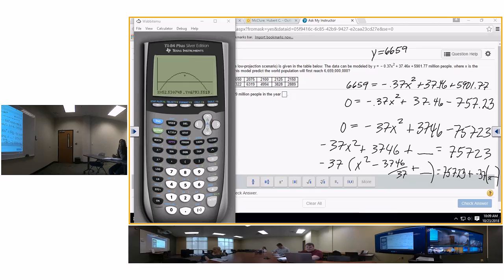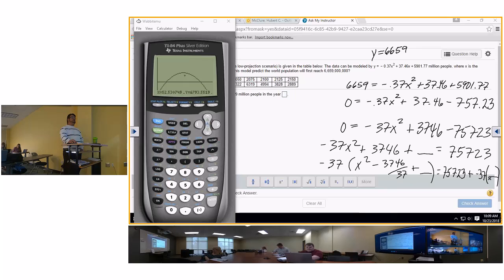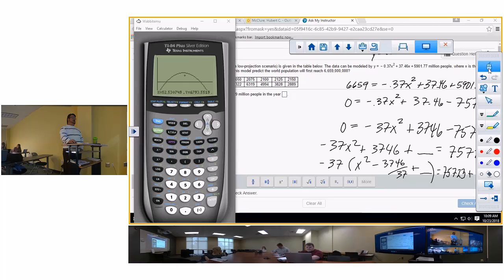So, I'm going to hit second, trace, intersect. And I'm going to go over here. I'm going to go ahead and just put, okay, first curve, yes, yes. And then my guess is right there. All right, somebody write that down. 28 years, and Y is 66.59. So write down 28 years. I'm not going to fool with decimal years. If they want to fool with decimal years, that's fine, but we're not going to. So that's 28 years from so-and-so.